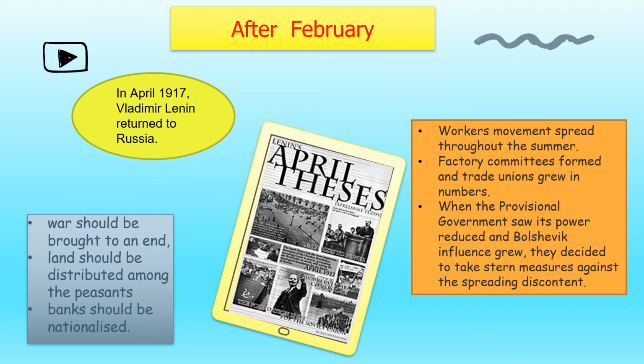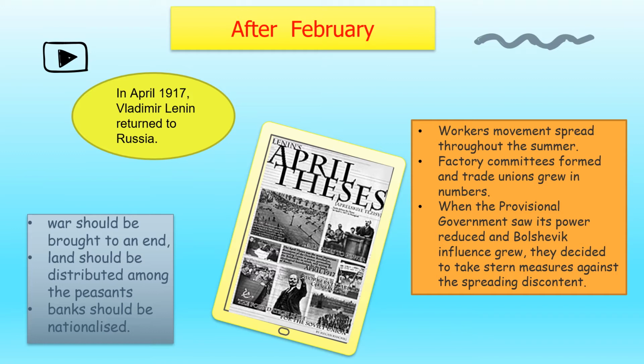In April 1917, the Bolshevik leader Lenin returned to Russia from exile. He introduced the April Thesis. What is the April Thesis? Well, it has 3 points, children. According to the April Thesis, Lenin declared that the war should be brought to an end. He wanted the land to be transferred to the peasants. And lastly, he wanted the banks to be nationalized. He also argued that the Bolshevik Party should be renamed the Communist Party.